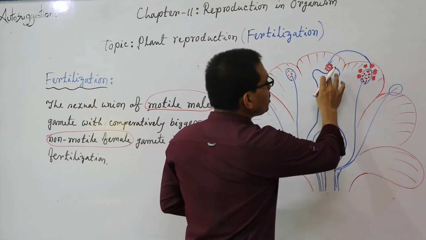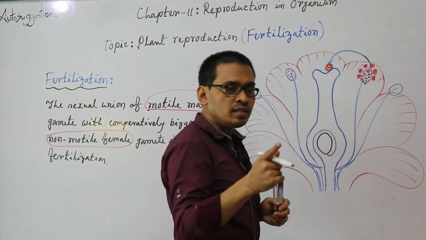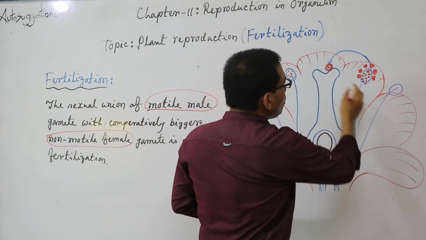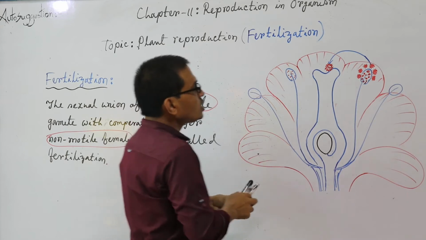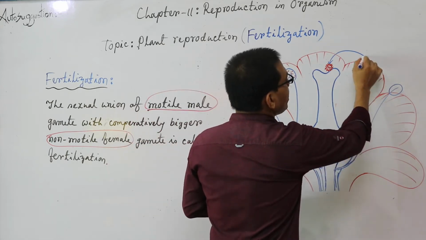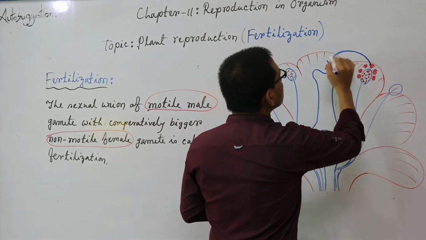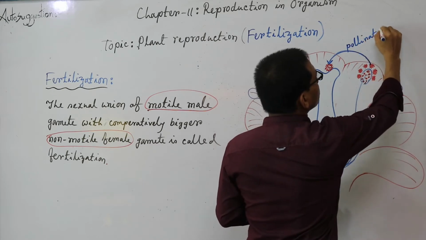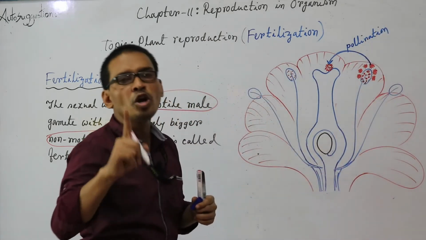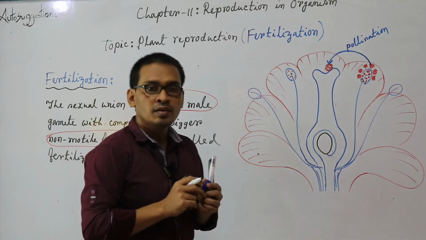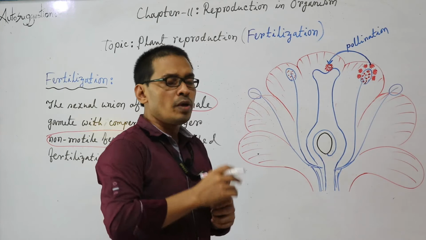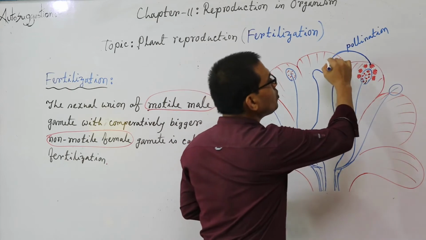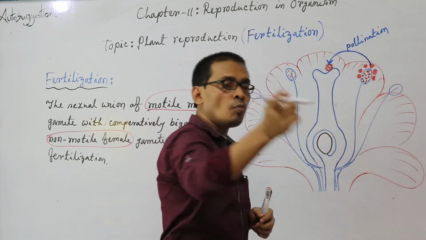Students, you know that the pollen grain germinates, and inside the pollen grain male gametes are formed. You also know that transfer of pollen grain from the anther to the stigma is called pollination. Here it is pollination. Pollination is the precondition of fertilization. That means before fertilization, pollination must occur.